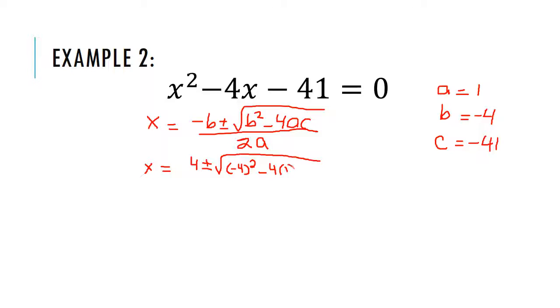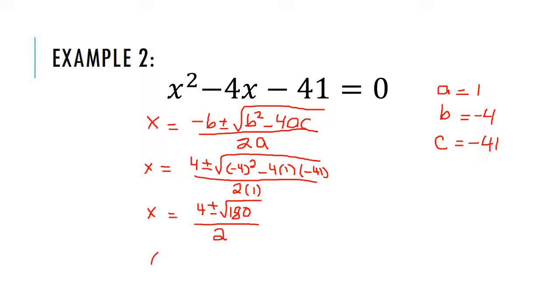Times 1, times negative 41, over 2 times 1. Now, all you need to do at this point is to put all the numbers under the radical in the calculator to find the value of all these numbers. And you're going to end up with 4 plus or minus radical 180 over 2.